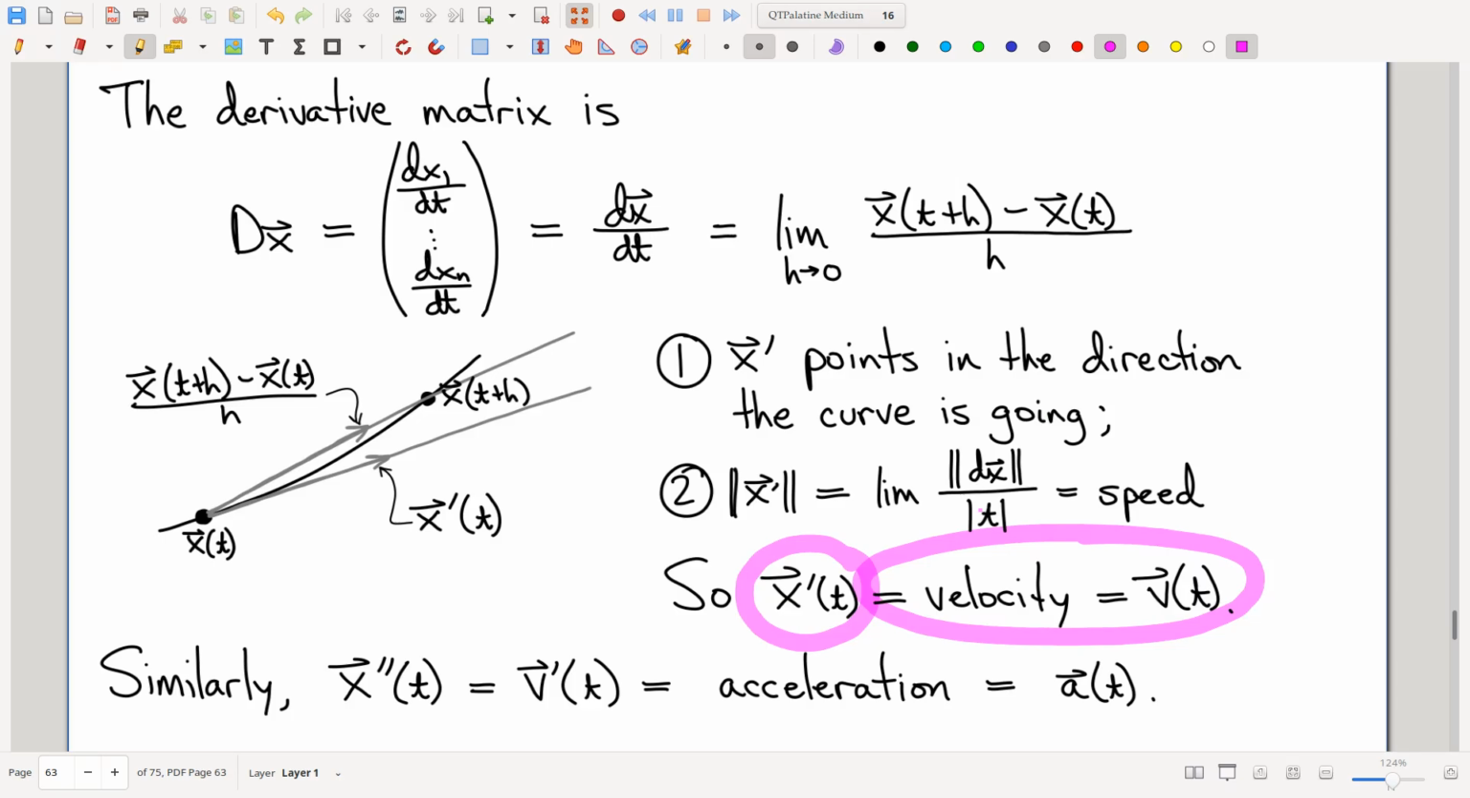Everybody buying it? It's not a slope, it's a velocity. It's not a scalar, it's a vector. Feel free, again, if you have a question, feel free. Everybody's good?